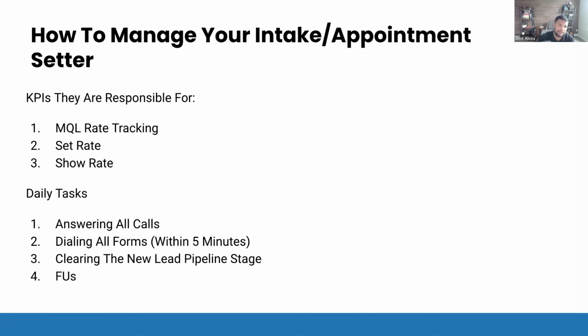So these are the KPIs that we want to manage them to: MQL tracking. They're not completely responsible for MQL; that's more on the marketing side. The set rate, so they need to be setting a certain amount of appointments, and then the show rate. Because again, they need to be responsible for the reminders, making sure they're showing up, and if they're not showing up, getting them back on the calendar so that they do show up. If they're in benchmark, then they're doing great. They're doing their job. Everybody's happy, right?